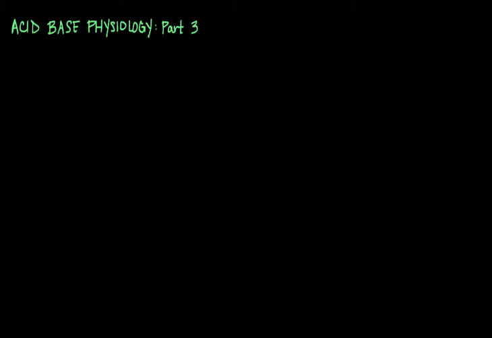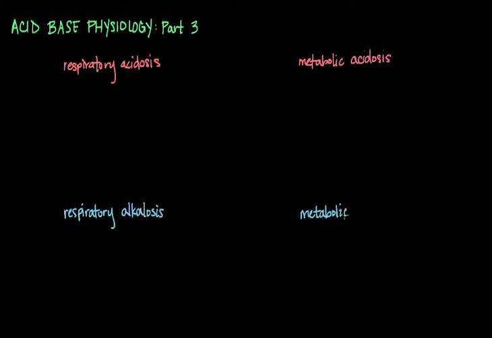Okay, so let's say you've interpreted an arterial blood gas, or an ABG, for your patient, and you've gotten down to one of the four main categories of acid-base disturbances: either respiratory acidosis, metabolic acidosis, respiratory alkalosis, or metabolic alkalosis. Let's start with respiratory acidosis.